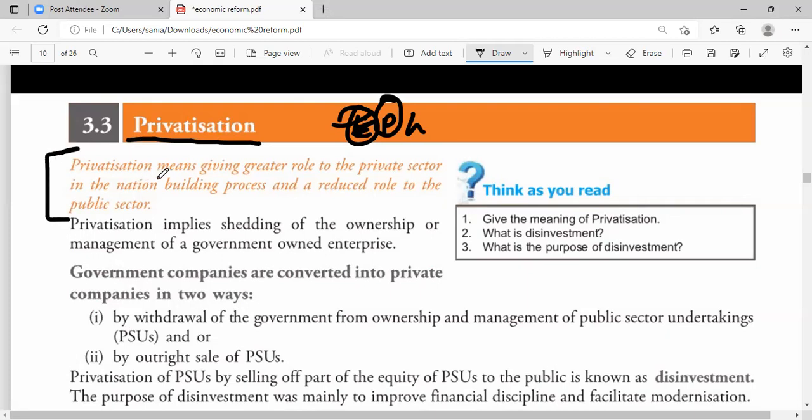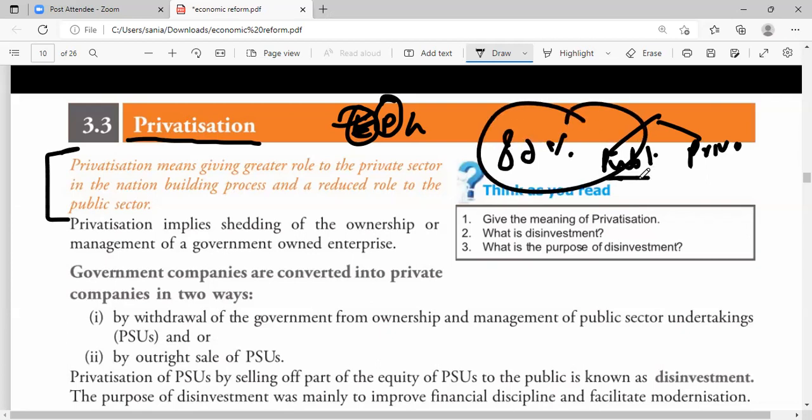Privatization means giving a greater role to the private sector in the nation building process and a reduced role to the public sector. There are two sectors: one is public and one is private. Earlier, 80% of the things were under the control of the public sector. So privatization means giving more role to the private sector and less role to the public sector.